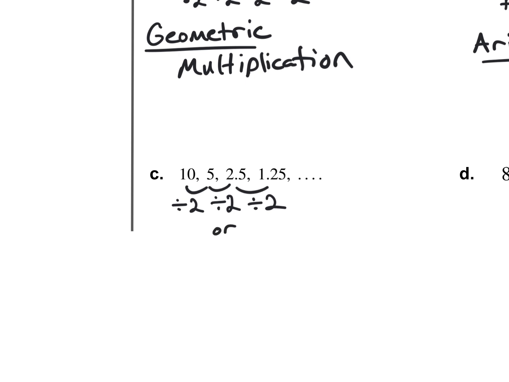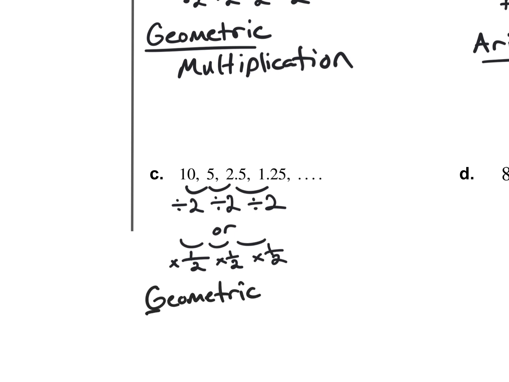It's another way of saying we're going from 10 to 5 by not dividing by 2, but also multiplying by 1/2. And so we can change that division simply to a multiplication. So our common ratio would be 1/2, and therefore this is a geometric sequence. So we can just simply say, because we know it's multiplying, we know that this sequence has to be geometric.